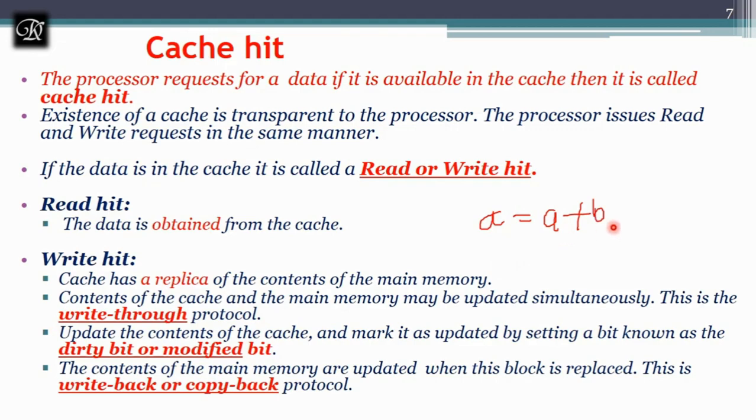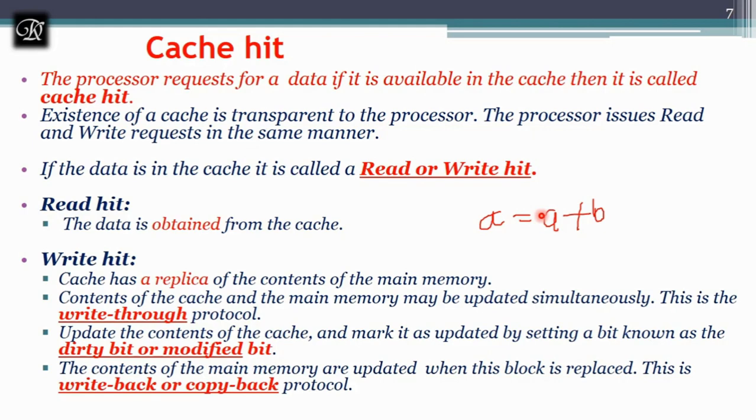A and b are available in the cache, so initially it's a read operation, and it's a hit. The processor took those two operands and performed the operation of addition. Now the next operation is write, because the sum of these two numbers should be stored in another variable or in the same variable a. So now it has to perform the write hit.